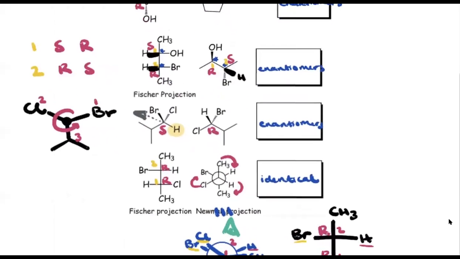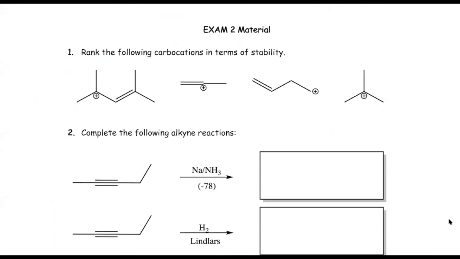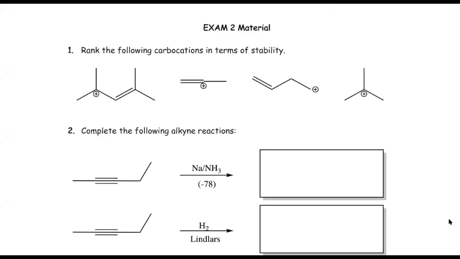Okay, exam 2, which is thankfully less tedious than exam 1 material. It says to rank the following carbocations in terms of stability. So I'm going to identify them first. You see that this is a tertiary allylic. Then this is going to be a secondary vinyl. Then this one is going to be a primary alkyl. It's alkyl because it can't resonate, because you have this sp3 atom in the middle. And then here you're going to have a tertiary alkyl.